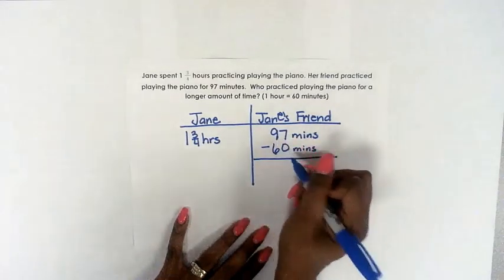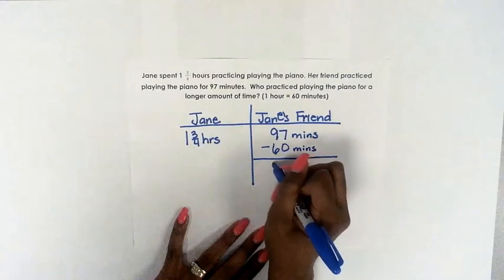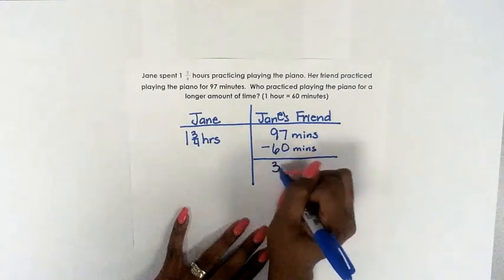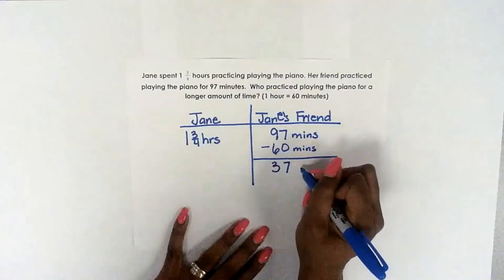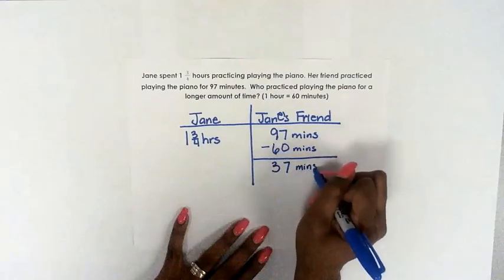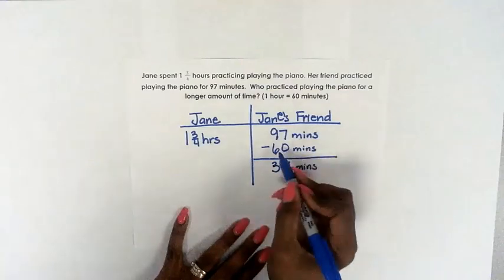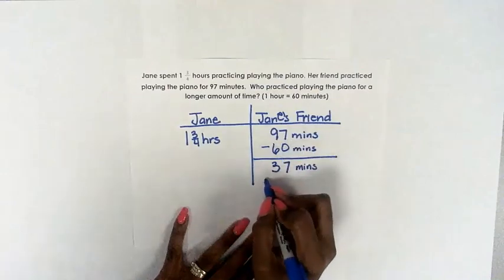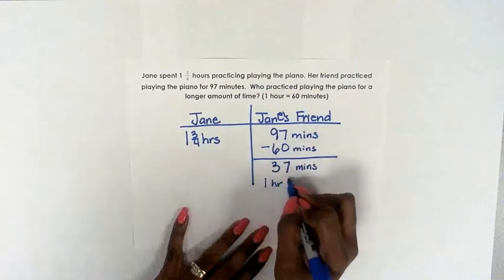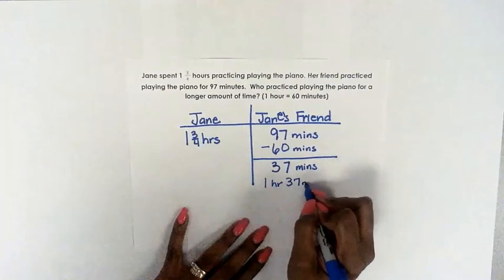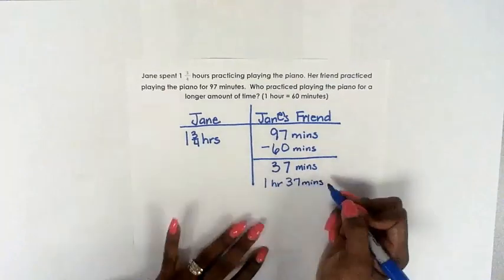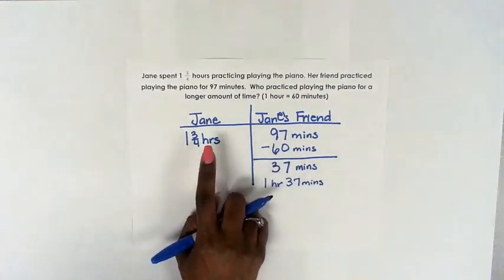97 minus 60 gives me 37 minutes. So I know that Jane's friend practiced playing the piano for 1 hour and 37 minutes. Now I need to figure out how long Jane played the piano.